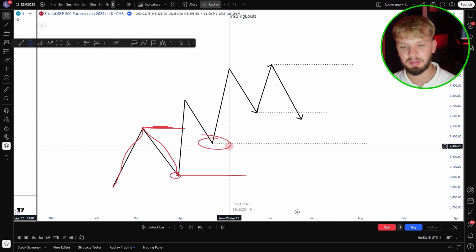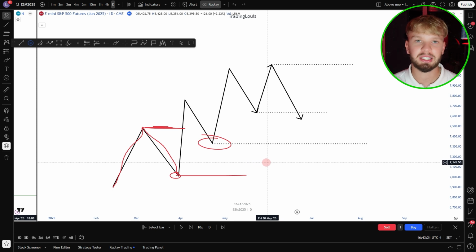So just because we have liquidity does not mean it's going to get swept 100% of the time. You need confluences and you need other trading strategies to be able to target the liquidity. You cannot just trade off liquidity by itself. So this is the most common draw on liquidity.